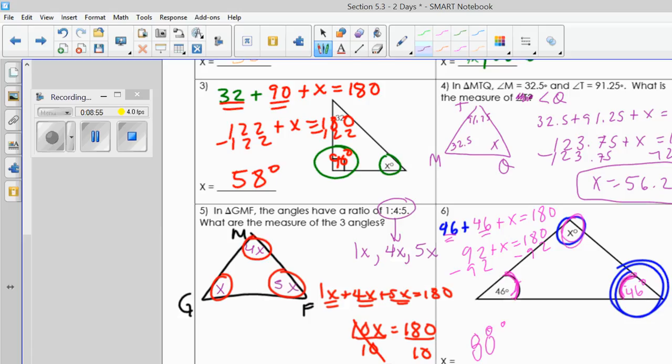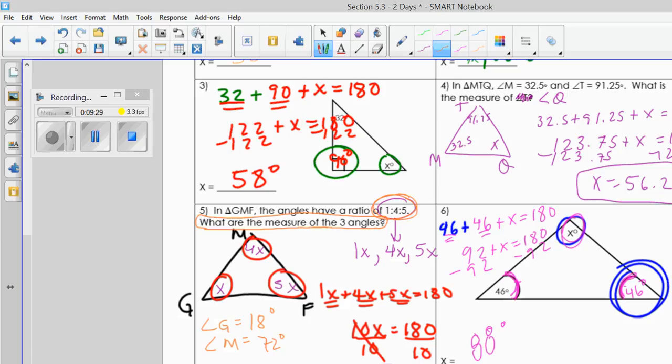Now, the question didn't ask for what x is. We used x because of the ratio. It says, what are the measures of all 3 angles? So we have to actually figure out what G, F, and M are. So we're going to take this x and put it back in. Angle G is x, so x is 18. So G is 18 degrees. Angle M is 4 times x. So we're going to go 4 times 18 is 72.